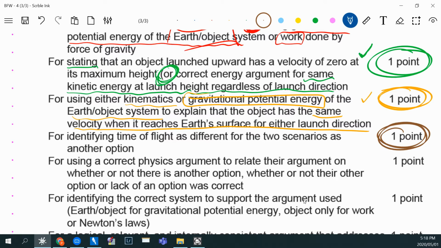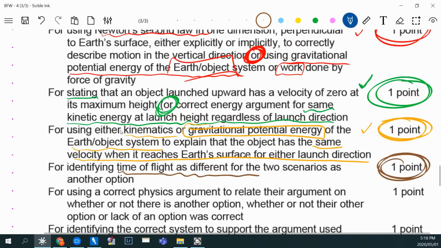I'd assumed that there would probably be other ways, depending on what latitude we have here. So this point is specifically calling out the time of flight being different. So I definitely have that. I'm just surprised that it's so specific here. I would have assumed that there must be some other way of doing it.